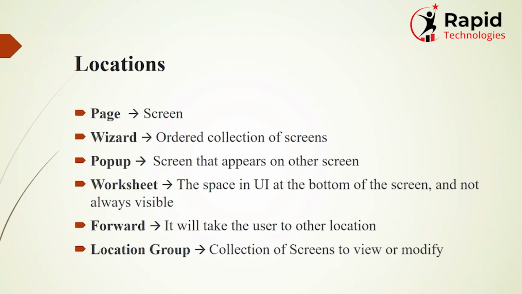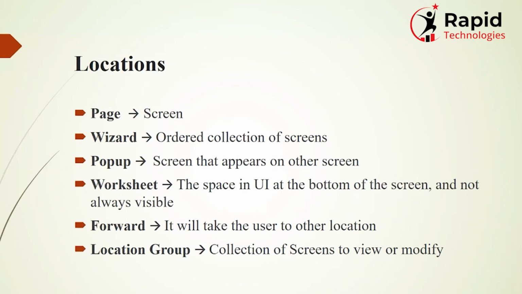For example, when we are creating a personal auto policy, or whatever policy we are creating, we have to follow the steps. First we need to go through the question set, and then the drivers, and then the vehicles, and then the coverages. These are the steps to follow while creating the personal auto policy. Likewise, these are the ordered collection of screens. Wizard is nothing but an ordered collection of screens.